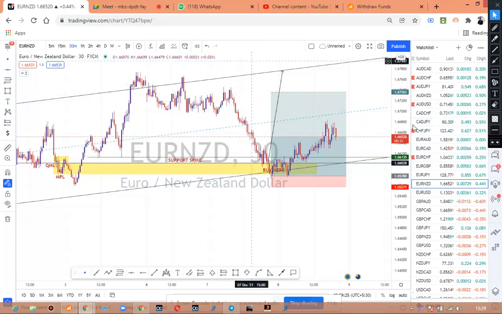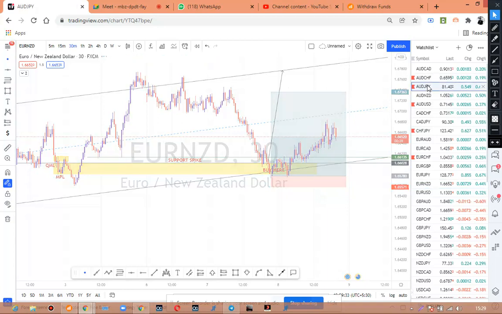So these are the trades that we took yesterday, last night, and hoping the price should go more up. So let's check AUDJPY if there are any changes in the price movement.